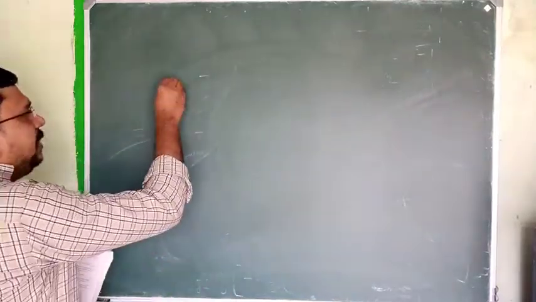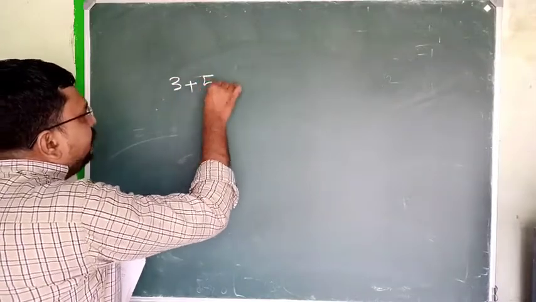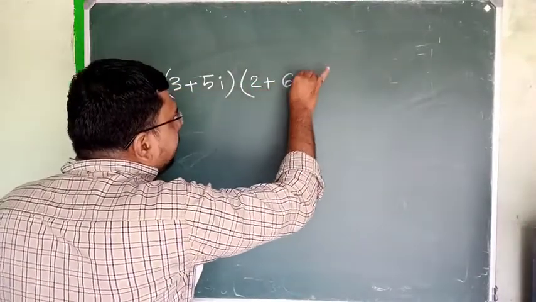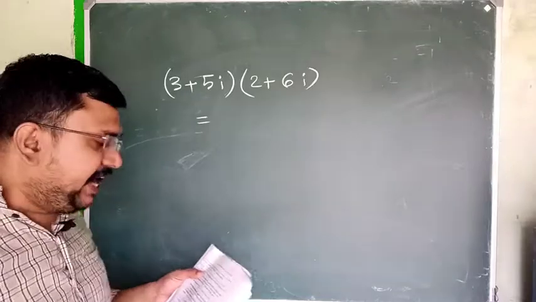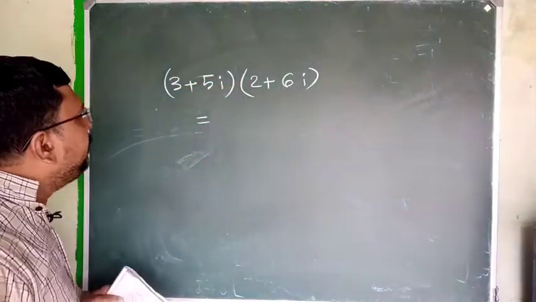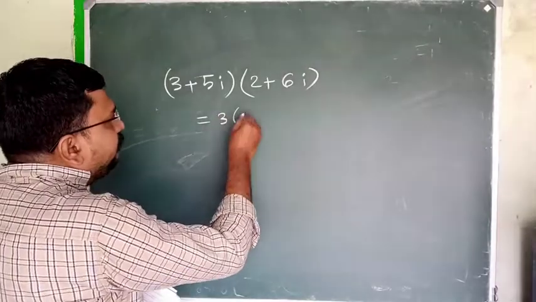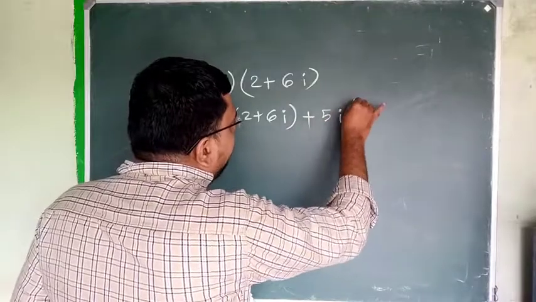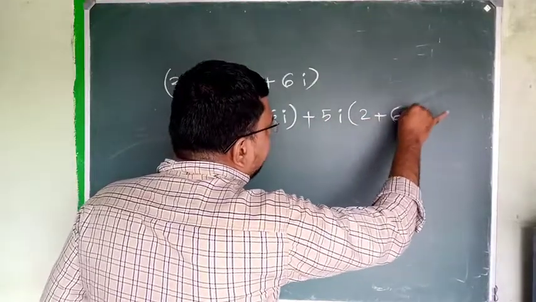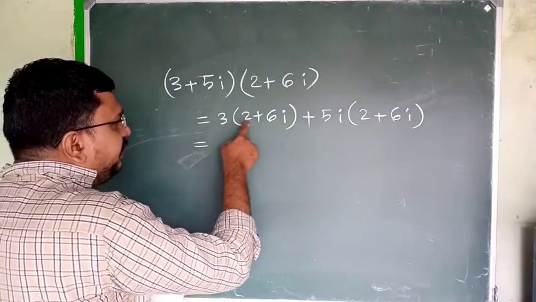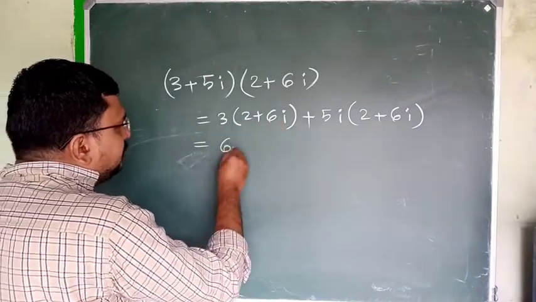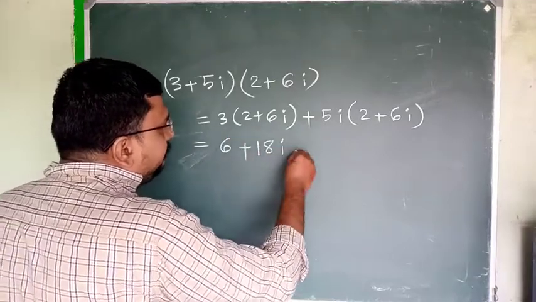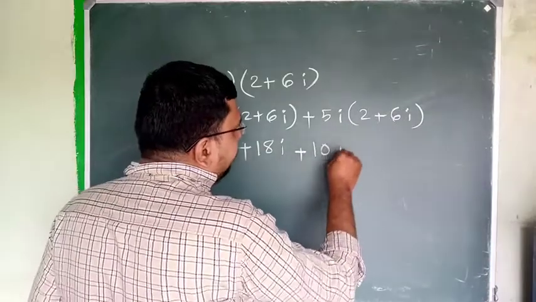Multiply 3 plus 5i into 2 plus 6i, which is equal to, we can multiply these two complex numbers by using 3 into (2 plus 6i) plus 5i into (2 plus 6i), which is equal to 3 into (2 plus 6i) is 3 into 2, 6, plus 3 into 6, 18i, plus 5 into 2, 10i.